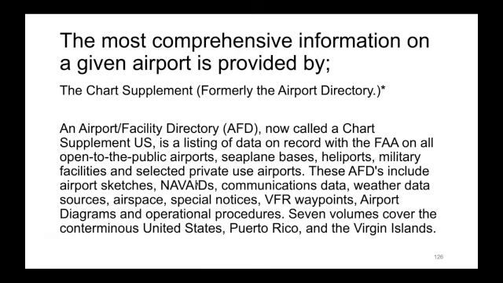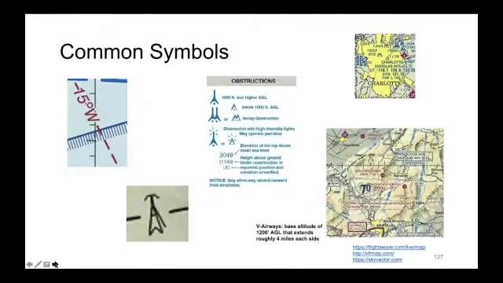It'll talk about if there are any public airports, seaplanes, helicopter, military facilities there, anything about weather data, any waypoints, diagrams, whatever you need to know about that airport. A telephone number to call ahead of time, order a hamburger, have it ready for you when you land, whatever it is. The chart supplement is going to be the most comprehensive information that you get on an airport. Here are some more common symbols.